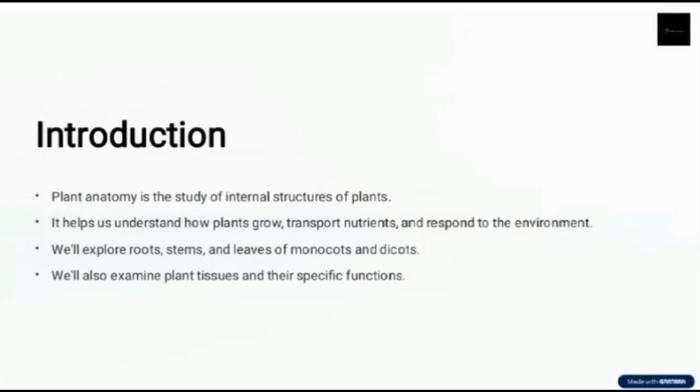Now, if you are writing, you can write: plant anatomy is the study of the internal structures of plants. It helps us to understand how plants grow, how they transport nutrients, and how they respond to their environment. I repeat, plant anatomy is the study of internal structures of plants, how they grow, transport nutrients, and respond to their environment.